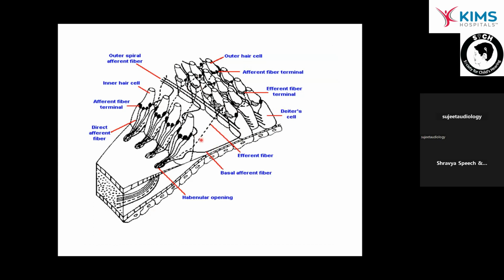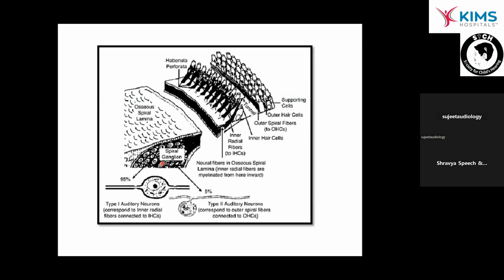Now this is one row of inner hair cells and these are 3 or 4 rows of outer hair cells. And remember that 95% of the afferent neurons going to the cochlear nucleus are connected to your inner hair cells. That means the inner hair cells are very important. Then 5% of the afferent fibers are connected to your outer hair cells. Each inner hair cell is connected to 10 or 12 neurons, and it leaves the cochlea via a small opening called the habenula perforata.